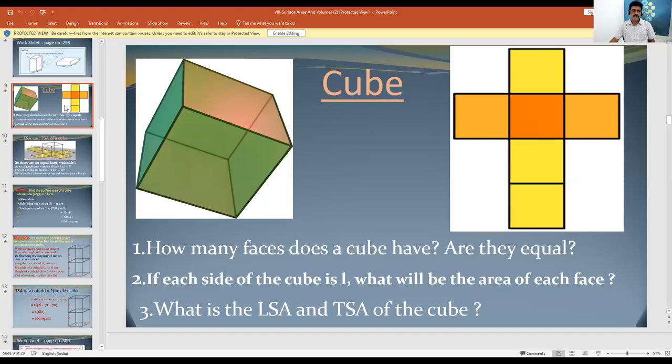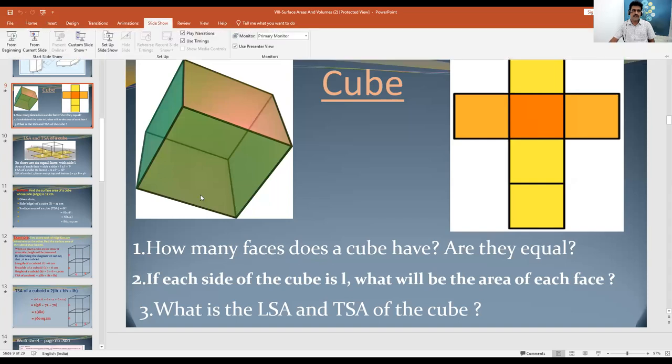Now today, we are going to learn the next concept in this chapter, surface areas and volumes. I mean, the next concept is cube. Let us see what is a cube. Okay, dear children, if you observe, which I am showing here, that is a cube. We are going to learn about a cube.